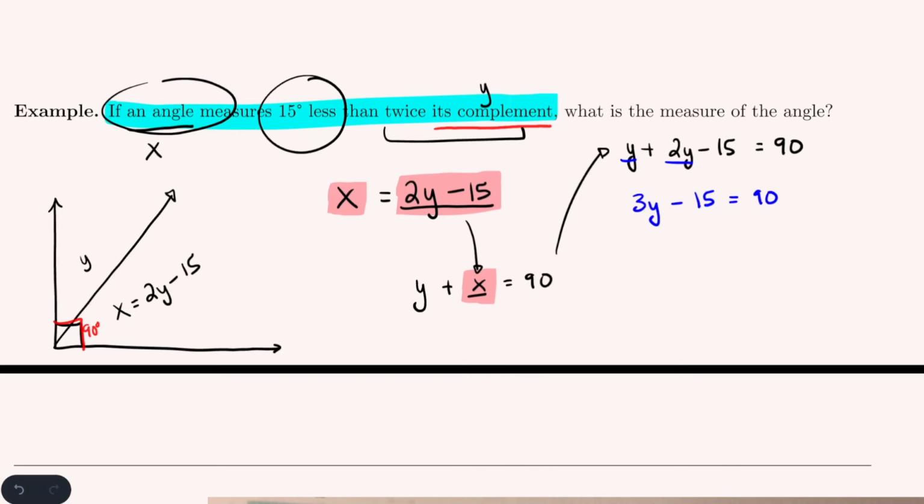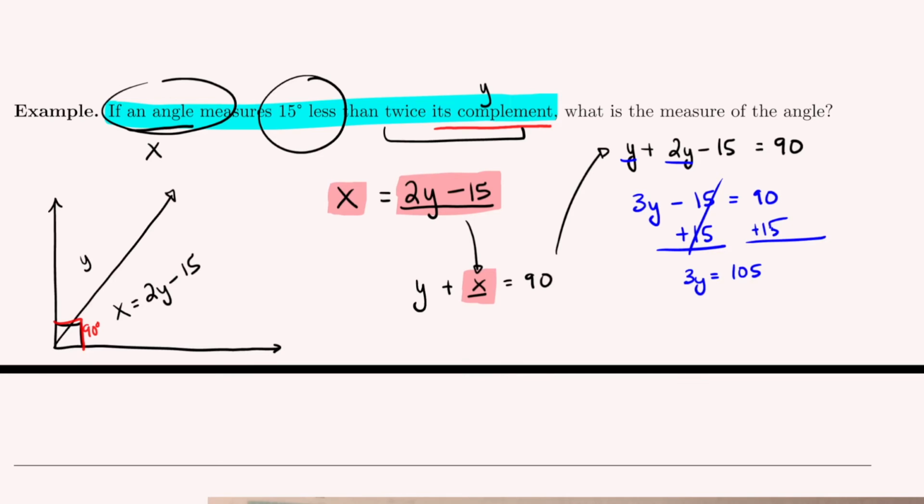And at this point, we can solve to get y by itself. Once we know what y is, we can find what x is because 2y minus 15 is equal to x. So let's isolate and get y by itself. We can do so by adding 15 to both sides.